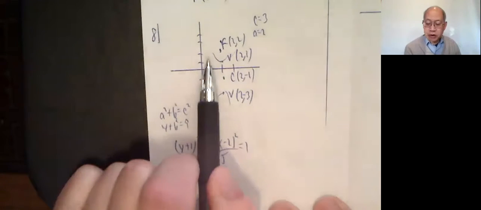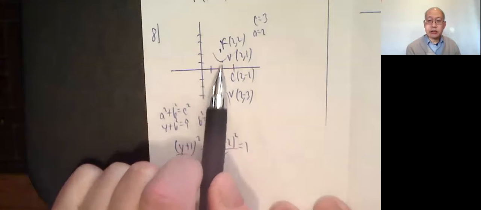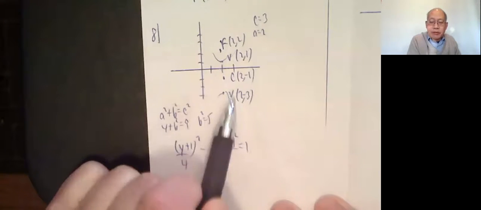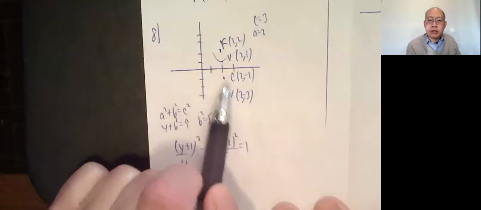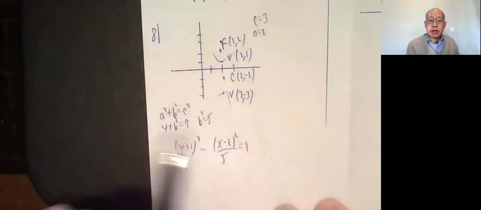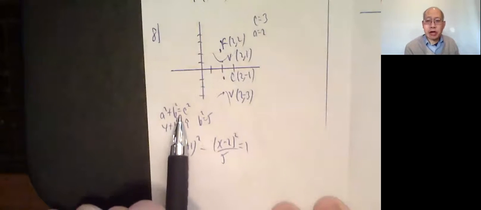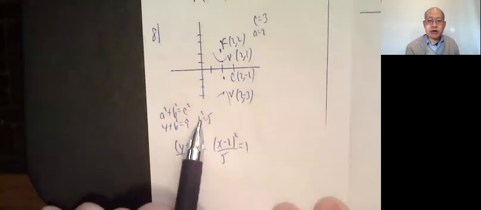Number 8, you're given a focus at (2, 2). And vertices are (2, 1) and (2, negative 3). So halfway between the 2 vertices is the center. Center is at (2, negative 1). And that tells me A is 2, C is 3. So A squared plus B squared equals C squared for the hyperbola. A squared is 4, C squared is 9, B squared is 5.